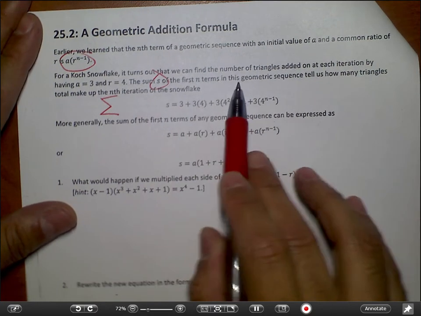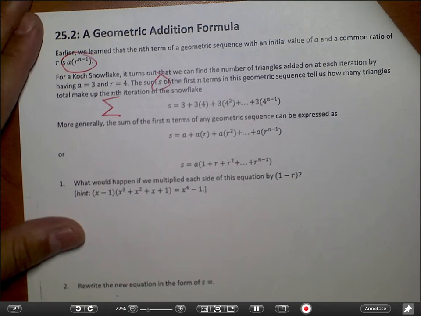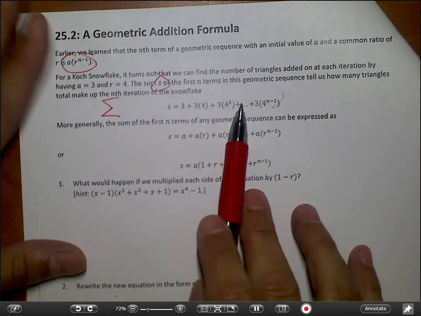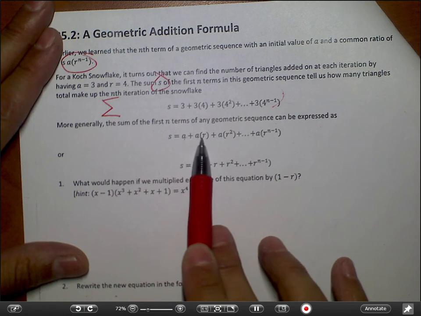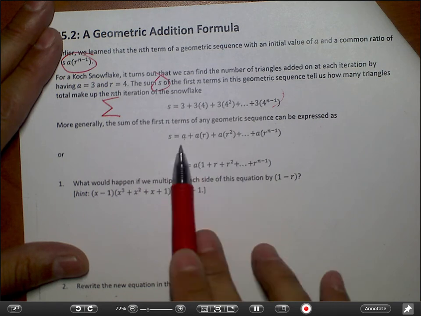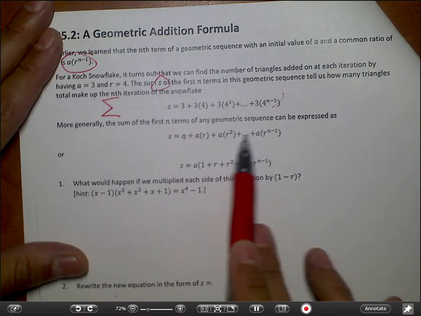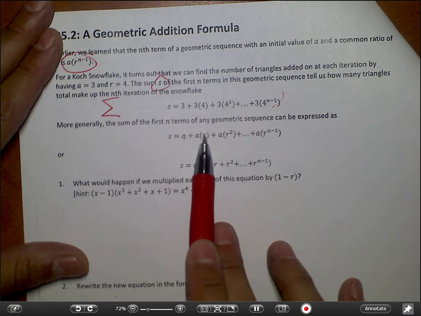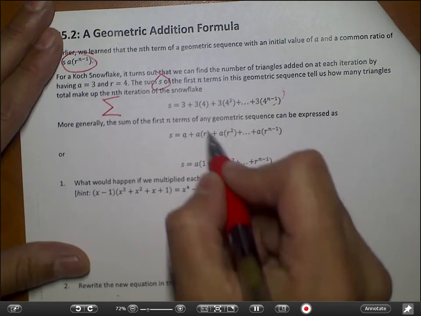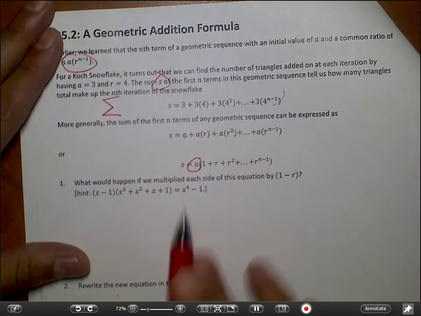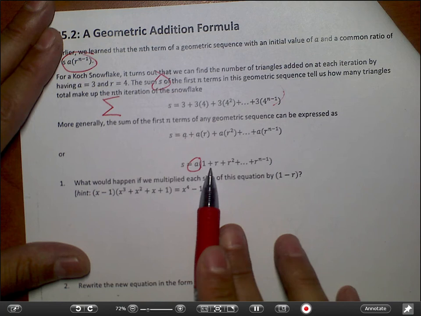The sum of the first n terms in a geometric sequence tells us how many triangles total make up the nth term of the snowflake. That's where we get right here. So if you notice, there's an A plus A times R plus A times R squared. As it keeps going on, A is a common factor. So if A is in everything, I could divide everything by A. So if I take out an A from everything, I remove A from this piece, but it's still out here.